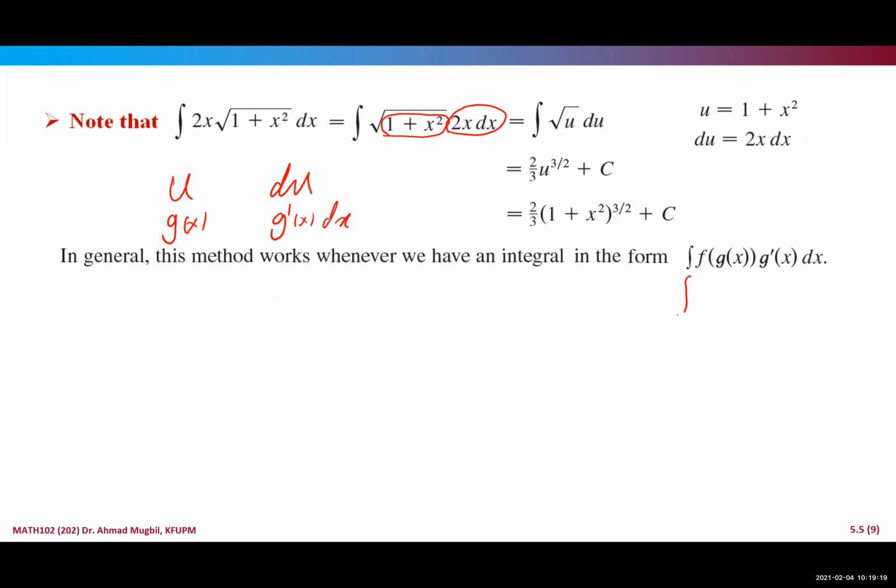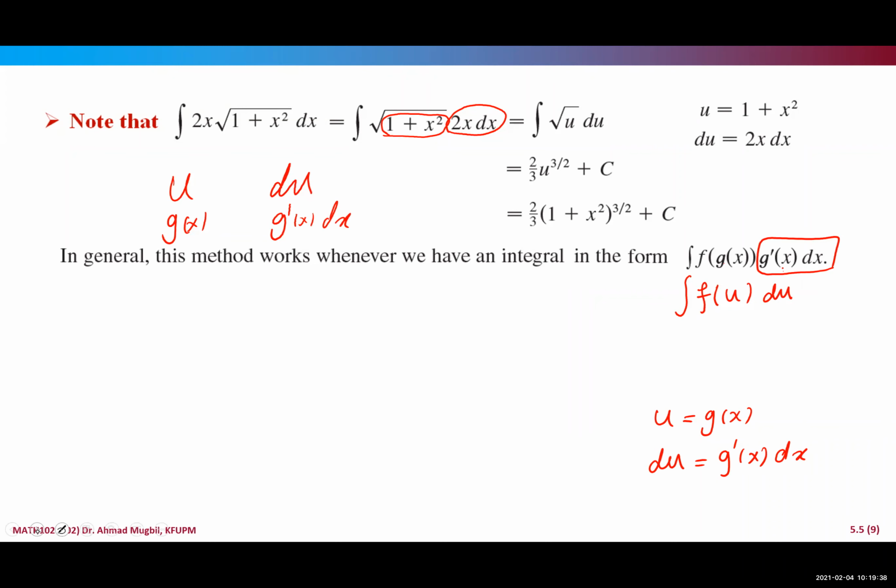What you will do in this case, guys, you will say this is f of u. So you will put u equals g of x. And what will be du? du will be g prime of x dx. So here, what is here will be du. So this is the idea of the substitution.